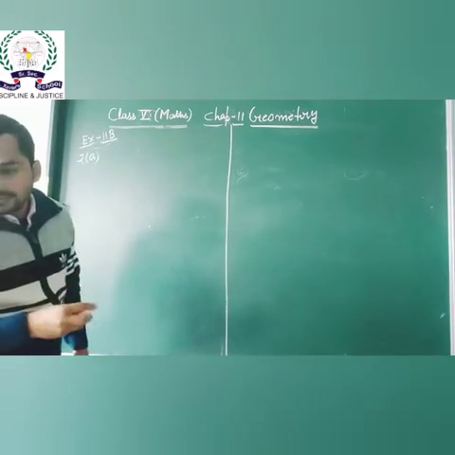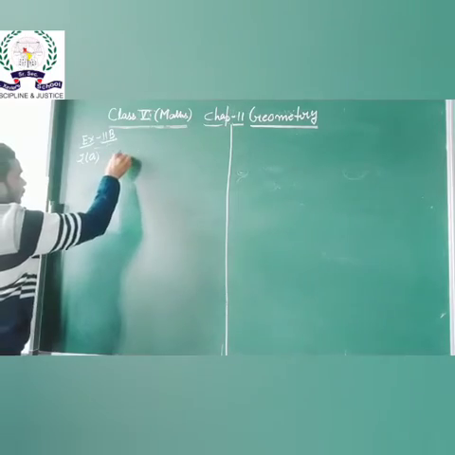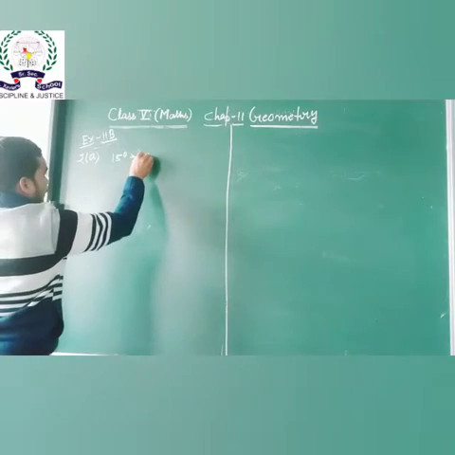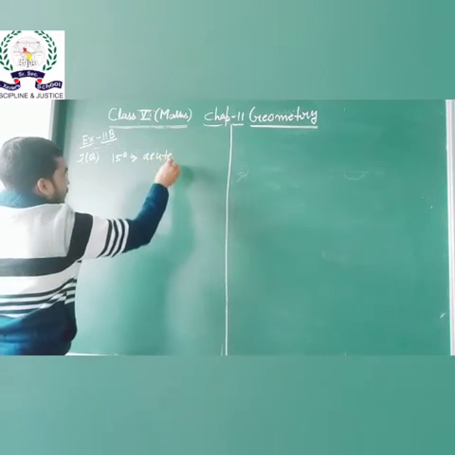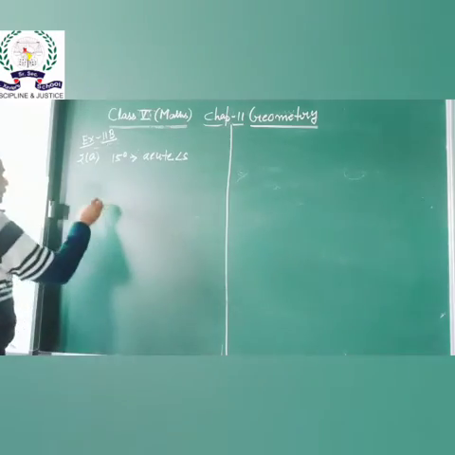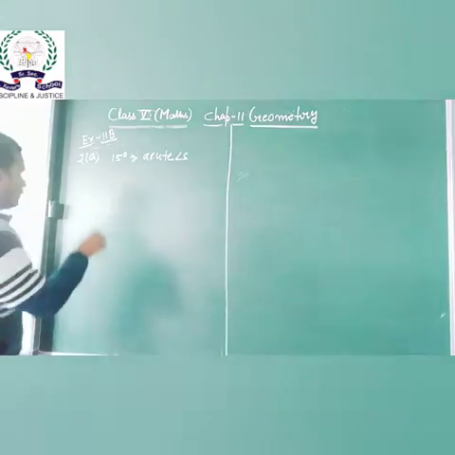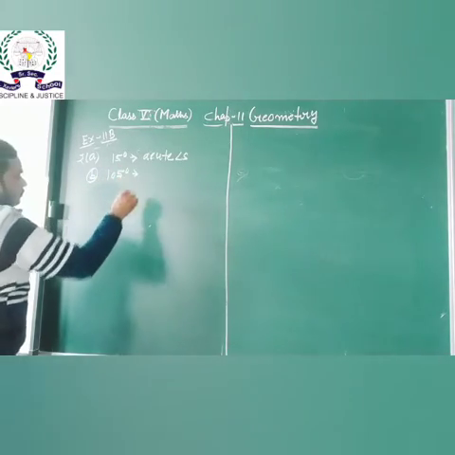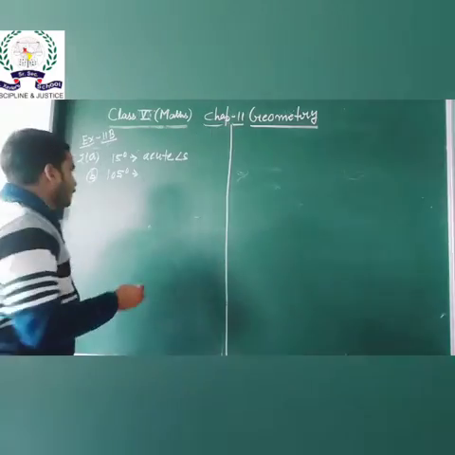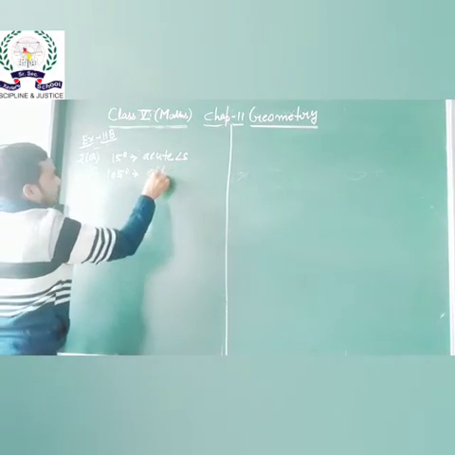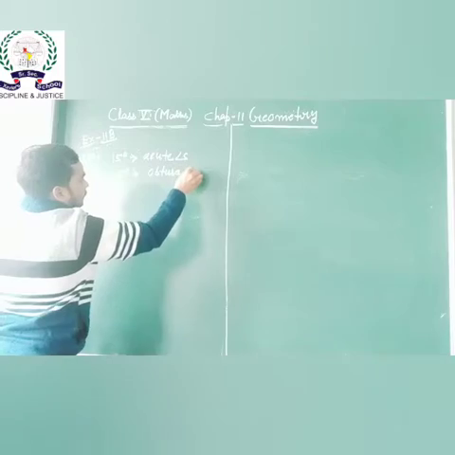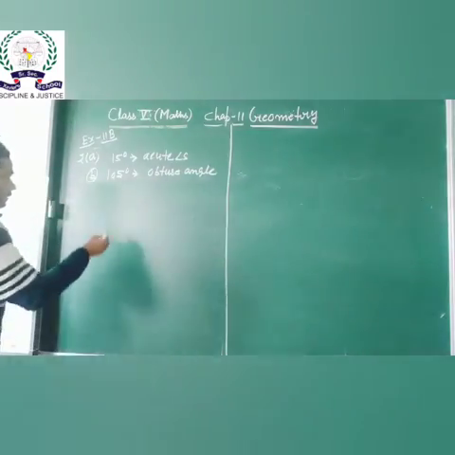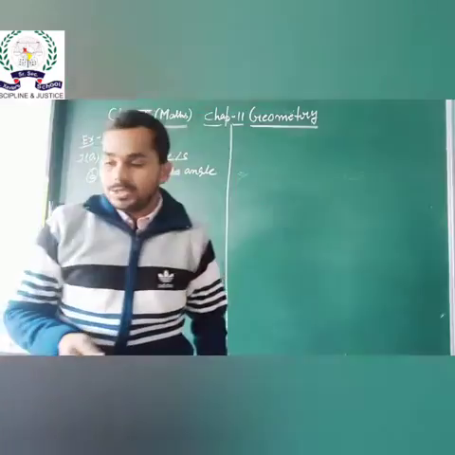For the second part, the degree given is 15 degree. 15 degree is less than 90, so that is an acute angle. The B part, 105 degree. This amount is more than 90, so this is an obtuse angle. Next, 30 degree is less than 90, that is acute.